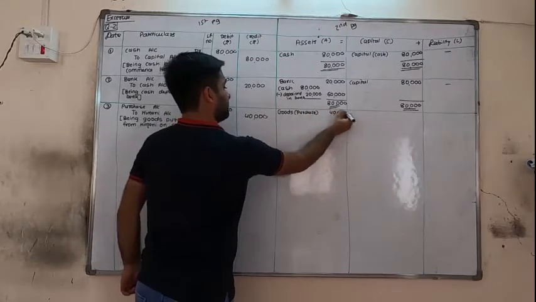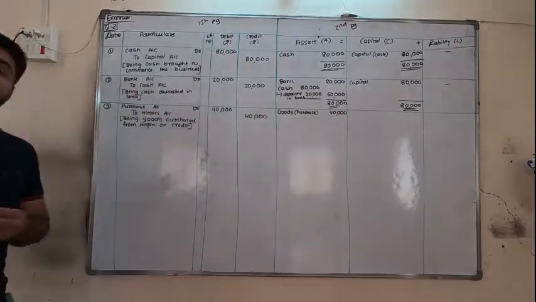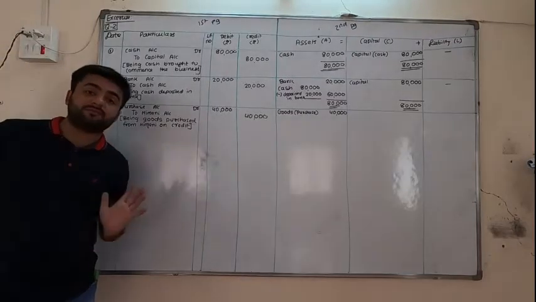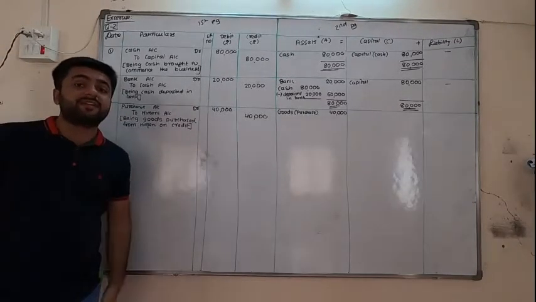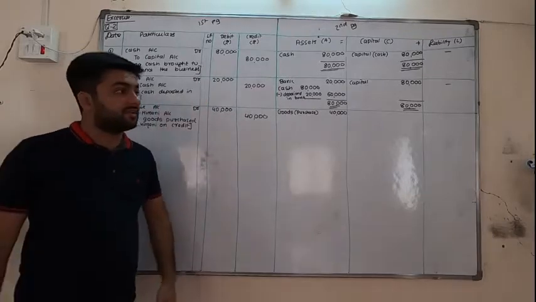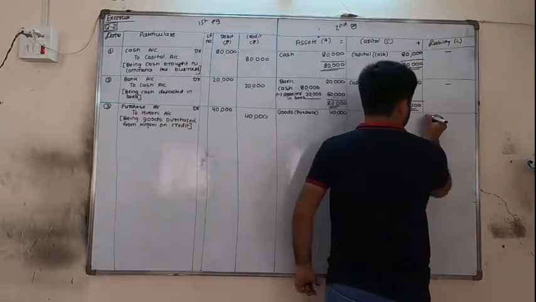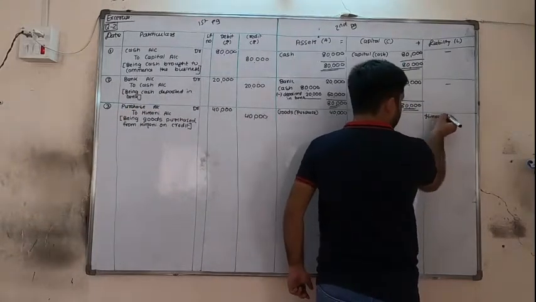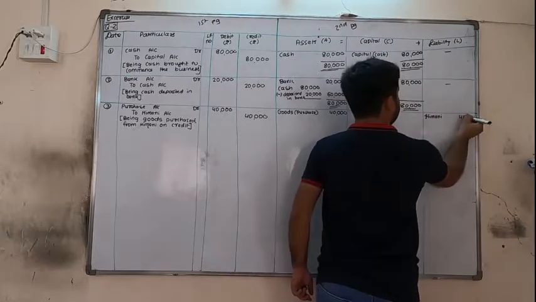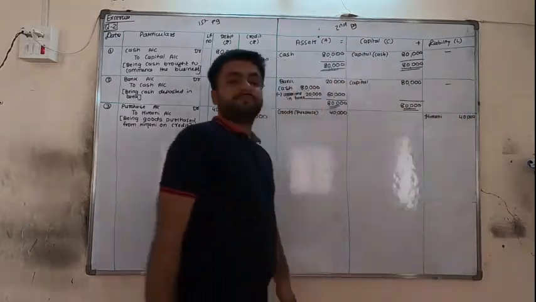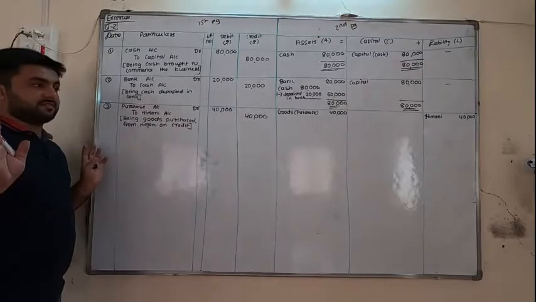40,000. Moreover, we have not paid the cash, we will pay in future. So the things which we are paying in future is our liability. So Himani will be our liability. So on liability side, Himani, how much we have to pay to her? 40,000. Okay, so this is the status.